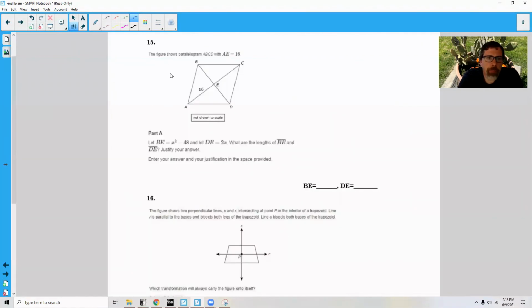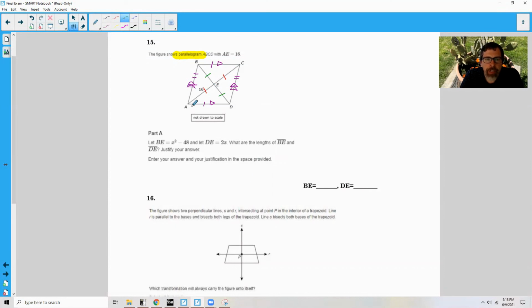Okay, page 9 brings us to problem number 15. The figure shows parallelogram ABCD. Keyword right there, parallelogram. Do you know your parallelogram concepts, or all the properties, I should say? Opposite sides are parallel. So this is parallel to this. This is parallel to this. Opposite sides are congruent. Okay, for parallelograms. And diagonals bisect each other. So this equals this, and this equals this.